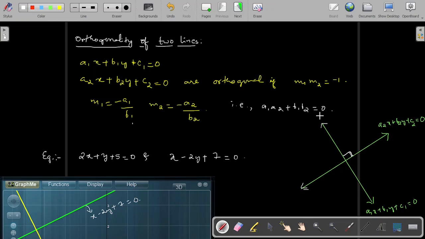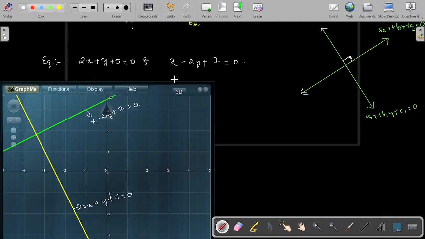So this is the condition for orthogonality of two lines algebraically, because every time you can't draw the graphs of the lines and check whether they are orthogonal or not. The geometry studied with the help of algebra is analytical geometry, where each line has its own equation. With the help of those equations, we find whether they are perpendicular or not. For example, two lines are given here. I have to check whether they are perpendicular.